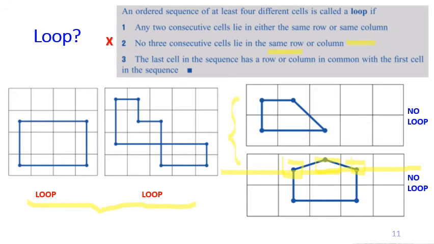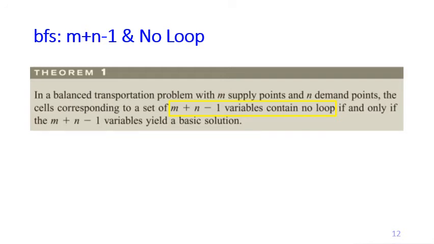Okay, so these 2 examples form a loop, and these 2 sequences don't form loops. So in a balanced transportation problem with M supply points and N demand points, if we want to have a BFS, basic feasible solution, there are 2 requirements. The first requirement is that we need to have M plus N minus 1 basic variables. And the second one is that the cells corresponding to these variables must contain no loop. So the first requirement is M plus N minus 1 variables. The second one is that they contain no loop.